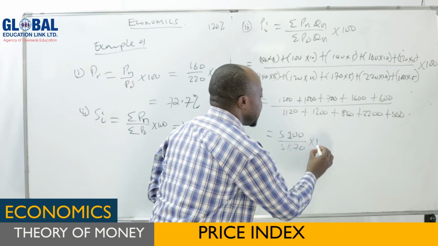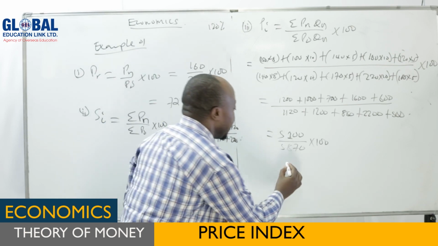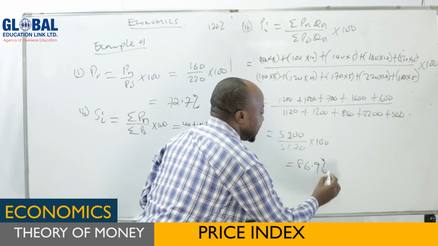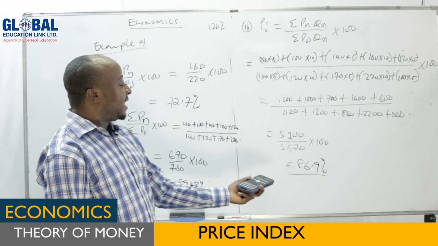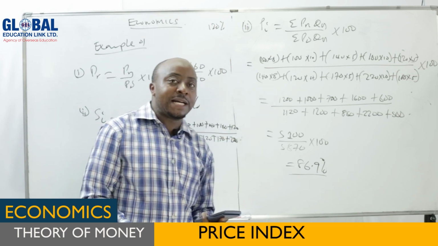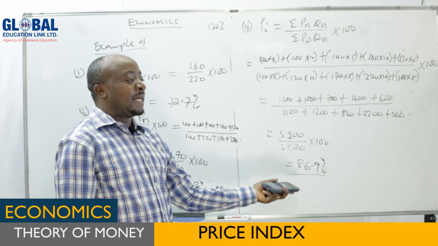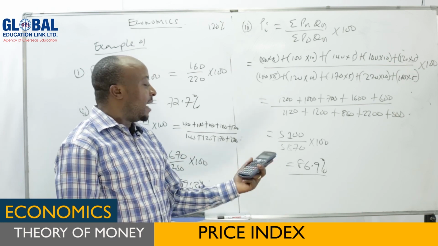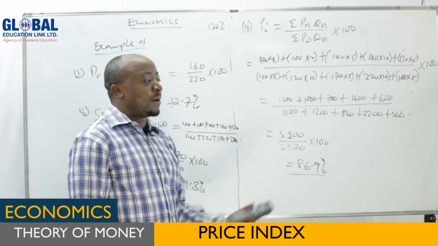Then this one times 100. Now if you multiply, you'll end up getting 86.9%. So this is our Paasche index for that case. So again, if you check, it is less than 100, and as I said in making interpretation, less than 100 means the cost of living has fallen, the value of money has increased, and living standards have increased for the case of Paasche, because it is less than 100.